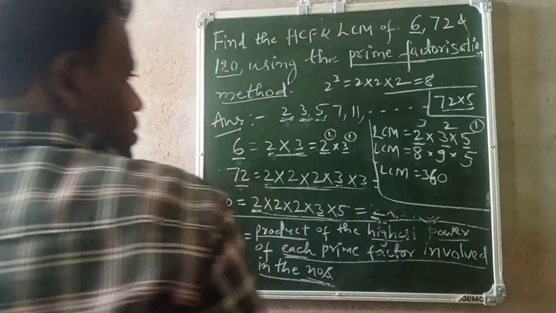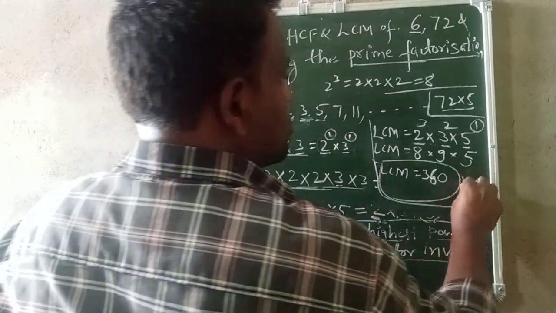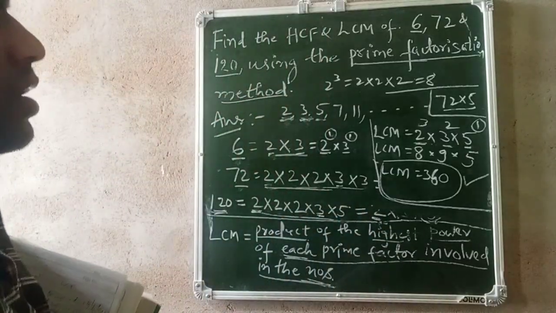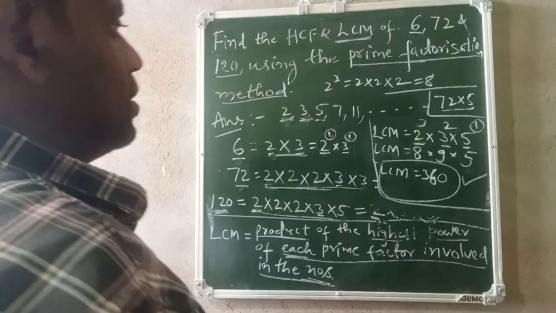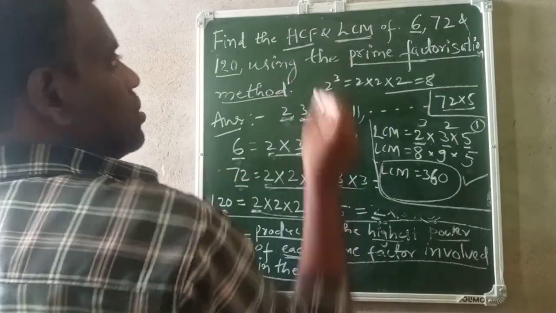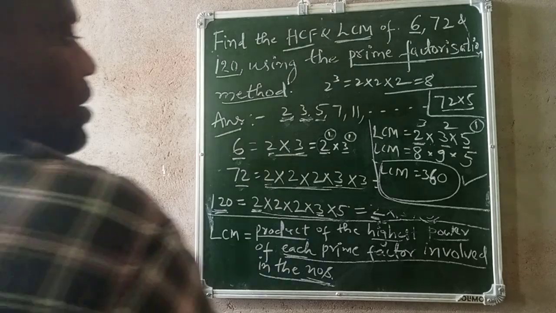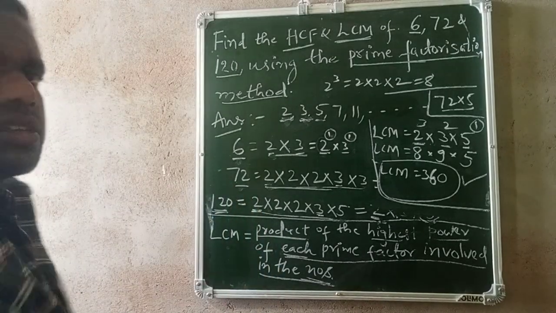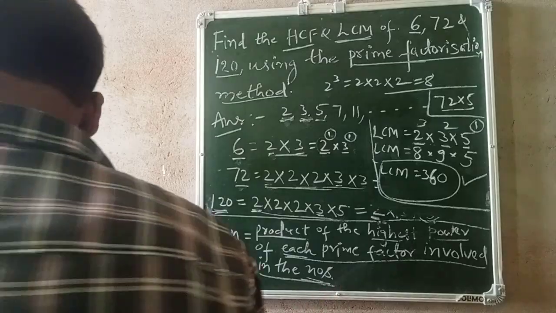Okay. See, this is the answer. LCM is equal to 360 is the answer. Okay. So this is done. Next we have one more thing we need to find. That is HCF. So we will find that. How can you find? Similar to LCM, there is a definition for HCF. Using that we can find. I will show now.